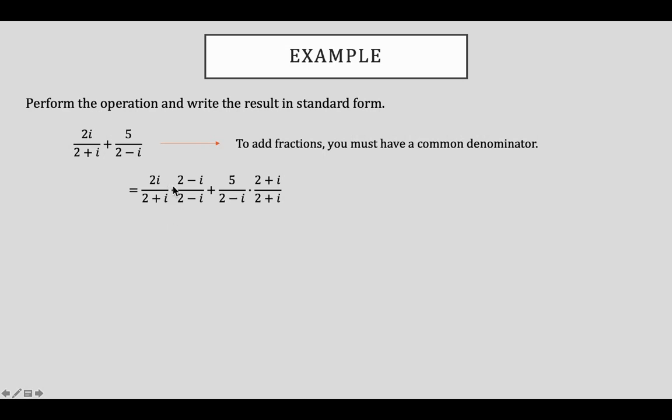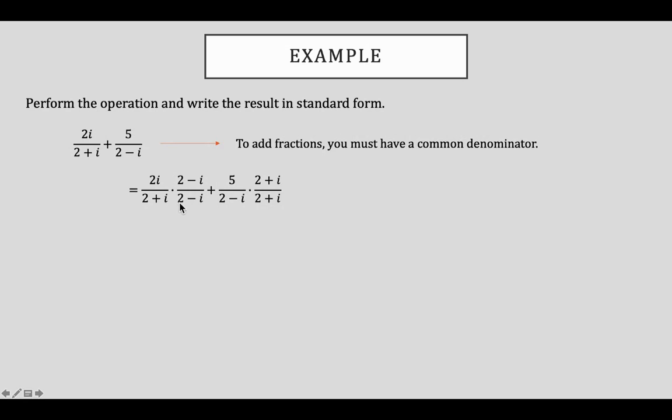Okay, so I'm taking the first fraction, I'm going to multiply it by 2 minus i over 2 minus i, and take my second fraction, 5 over 2 minus i, and multiply by 2 plus i over 2 plus i. All right, so we know how to multiply fractions. Multiply numerators times numerators, denominators times denominators. In my numerator of my first grouping, I have 2i times 2 would be 4i minus 2i squared. My denominator, 2 times 2 is 4 minus 2i plus 2i.